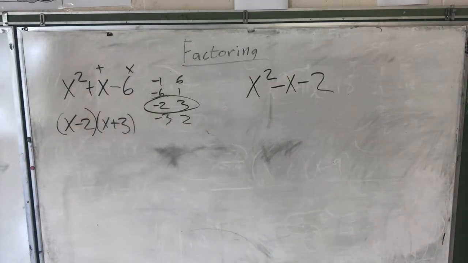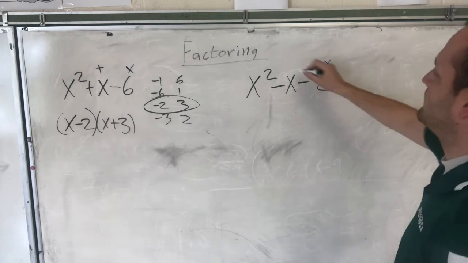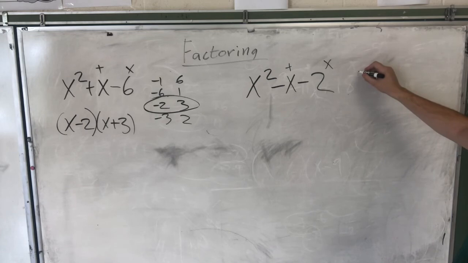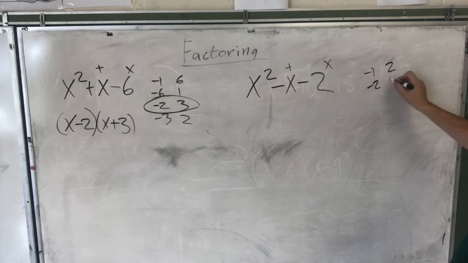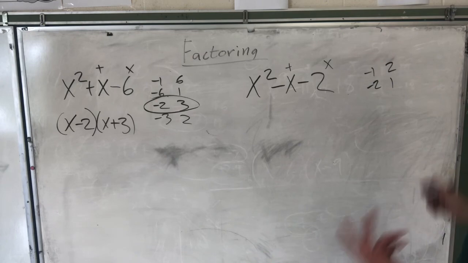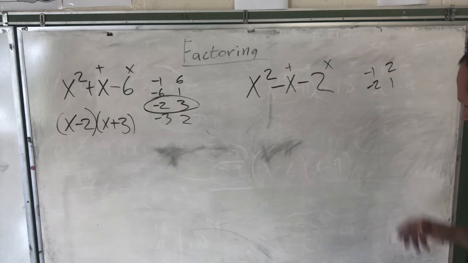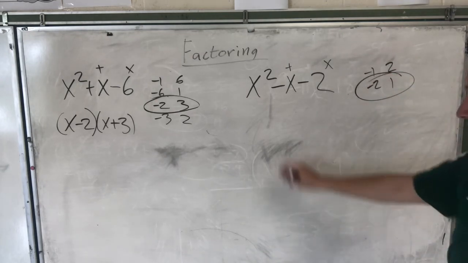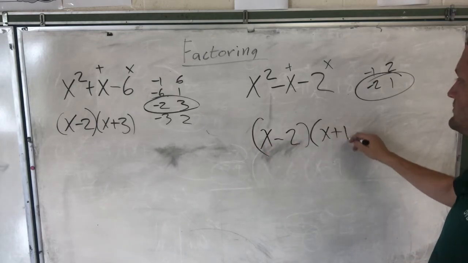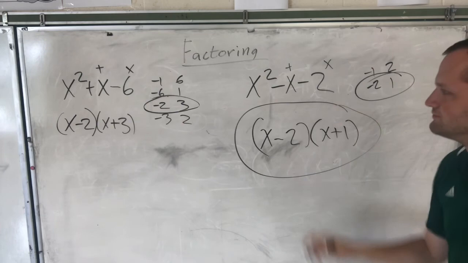The second one, which two numbers multiply to be -2 but add to be -1? Well, if they multiply to be -2, we've got -1 and 2, and -2 and 1. I think that's it. Those are all the numbers. Which of those add to be -1? There. Ta-da!